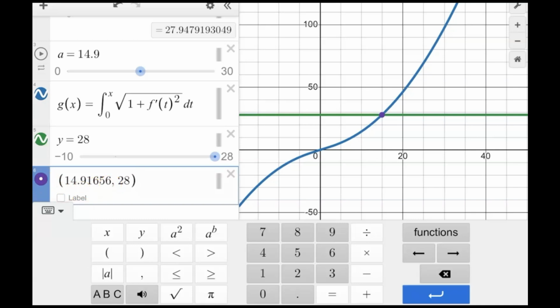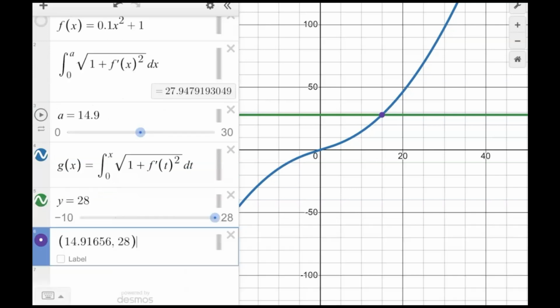So again, this is a somewhat more sophisticated way to find it, instead of just refining and jumping around trying to get this number to be 28. This is a function that counts your arc length. You go from 0 to some x value, and this is counting your arc length. We want to know when this intersects with the function y equals 28. We know that it intersects when x equals 14.91. Does that answer the question that they gave us?